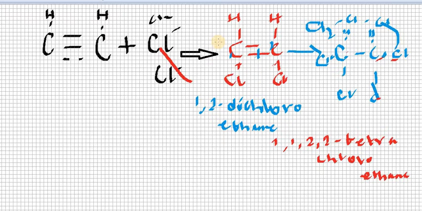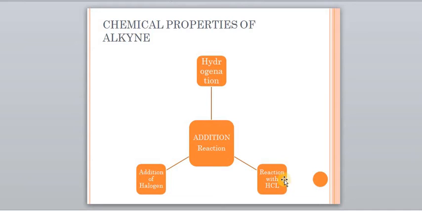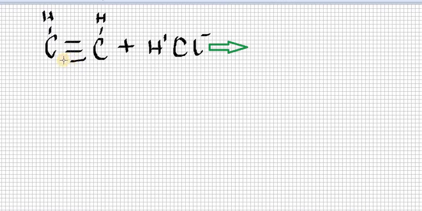You can even do it with bromine. If you do it with bromine, you write bromine here and break the bond and place bromine here, and in place of this chlorine there will be bromine. You can even use iodine for this reaction. And the last reaction is the reaction with HCl. So this is our ethyne reacting with HCl.